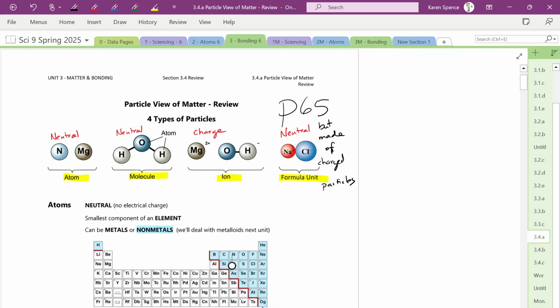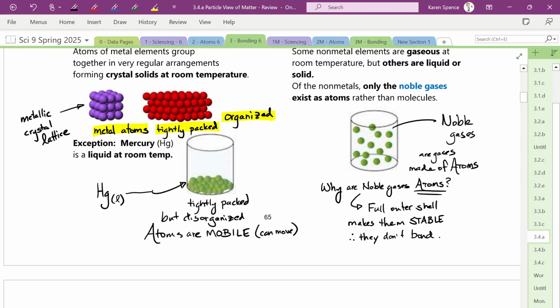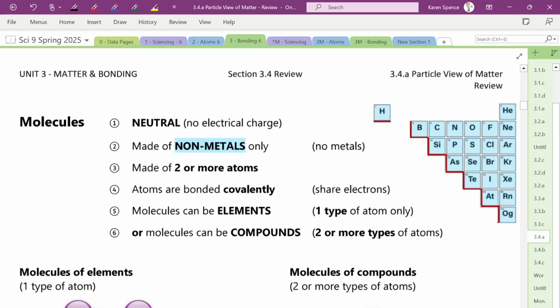Okay, on to our next page. We have molecules. Molecules are neutral. They're made of only nonmetals. They are made of 2 or more atoms, and those atoms are bonded covalently.